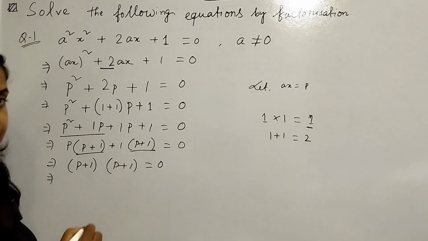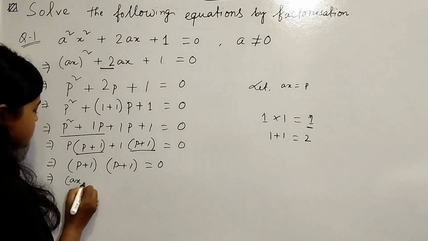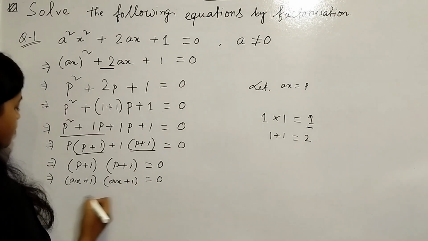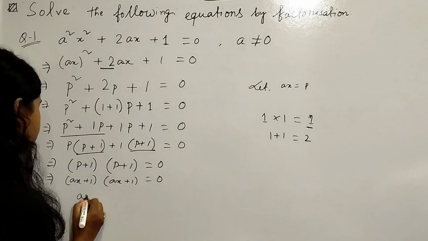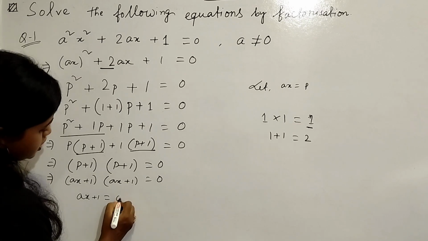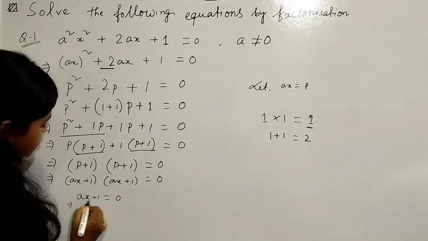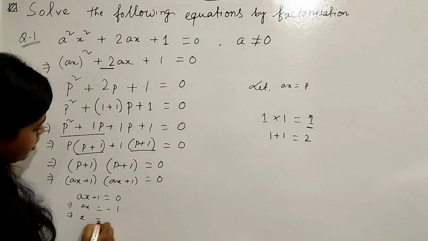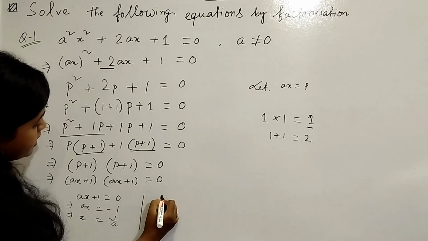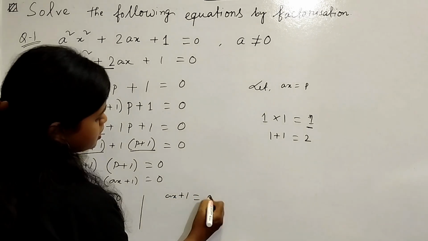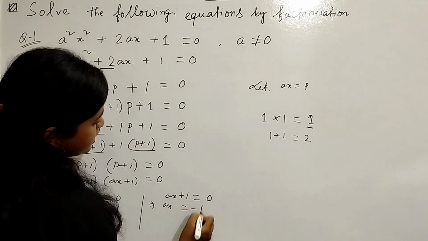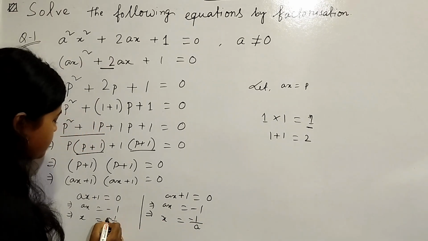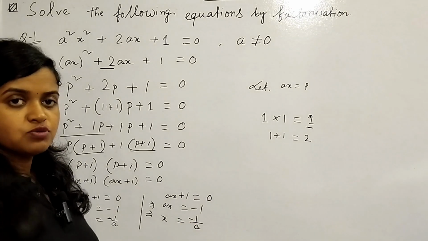So put in the place of p, ax. So ax plus 1 and ax plus 1 equals to 0. Then individually we have to put 0 to solve the quadratic equation. So ax plus 1 equals to 0, so ax equals to minus 1, or x equals to what? Minus 1 by a. And here also ax plus 1 equals to 0, so ax equals to minus 1 and x equals to what? Minus 1 by a. So there are 2 roots, minus 1 by a and minus 1 by a.